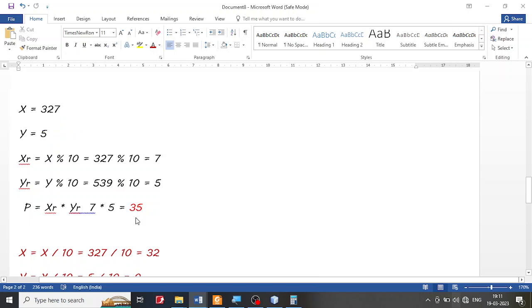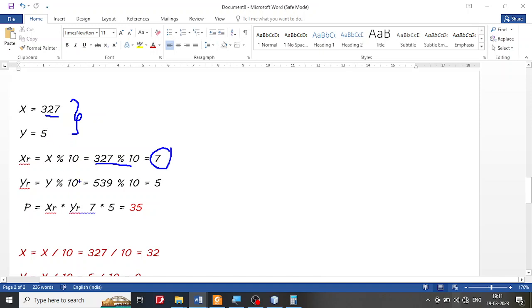How do we go about doing it? When we look at it, it is very easy. But in the program, how do we go about it? We assume that both the numbers are compatible. We start with the first number, 327. Mod 10, that is the remainder: 32 point something, so 320 plus 7, so 7 is the remainder.